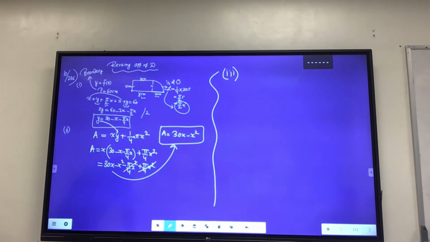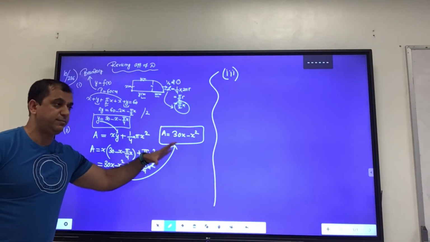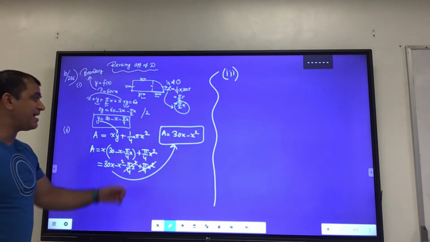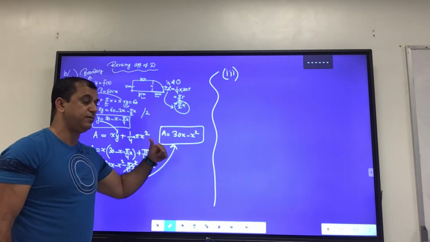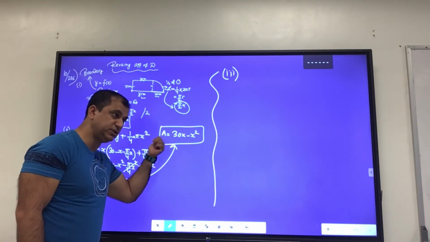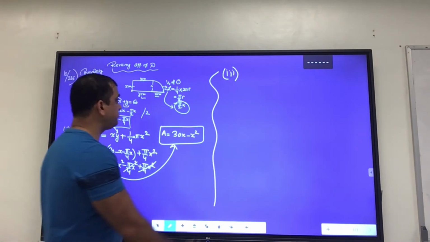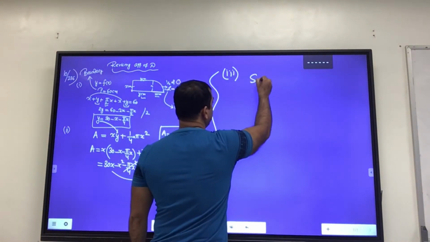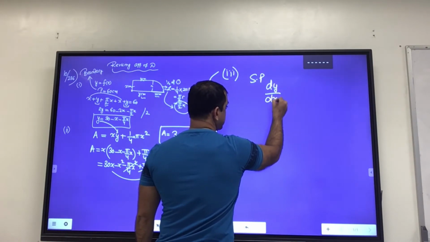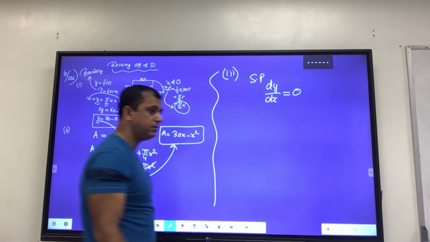Okay, given that x can vary. Given that x can vary means x is a variable. Find the value of x at which A is stationary. Find that value of x where A is stationary. Stationary point for area as function. How we can find stationary point? We not just find stationary point. I will take derivative with first derivative equal to 0.